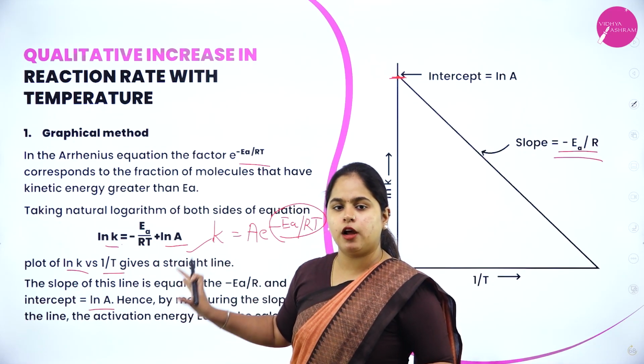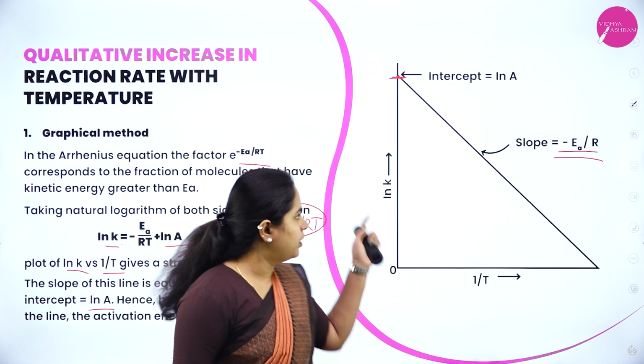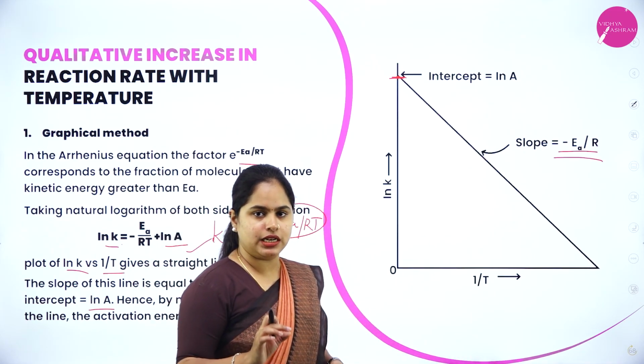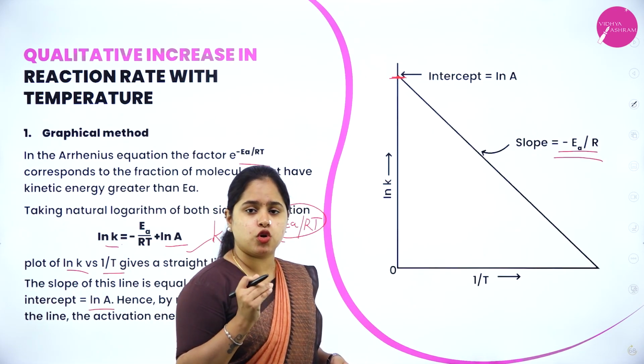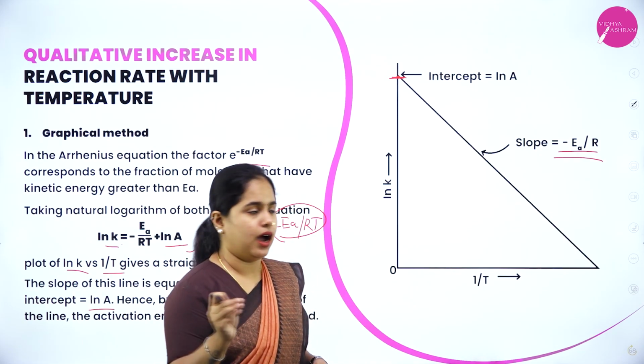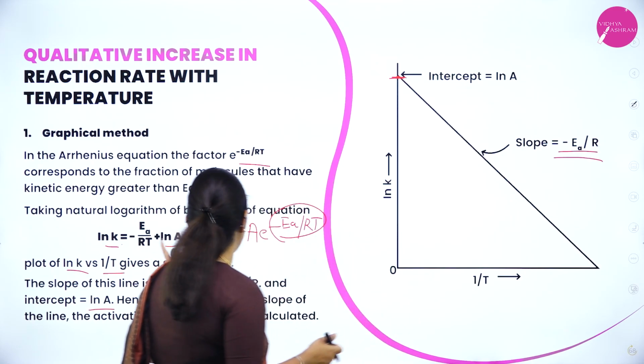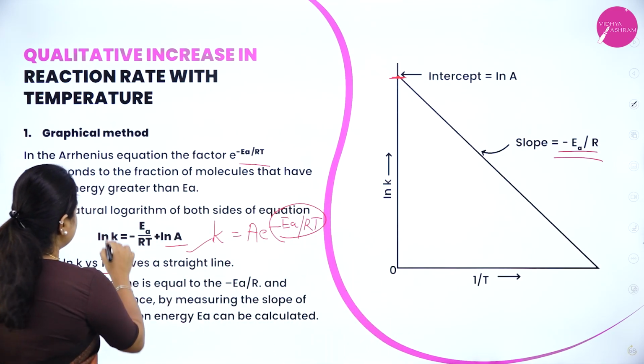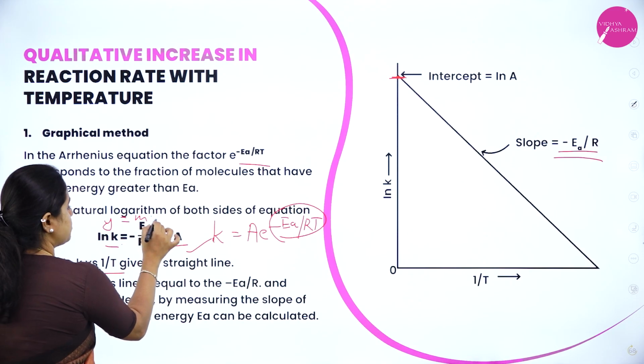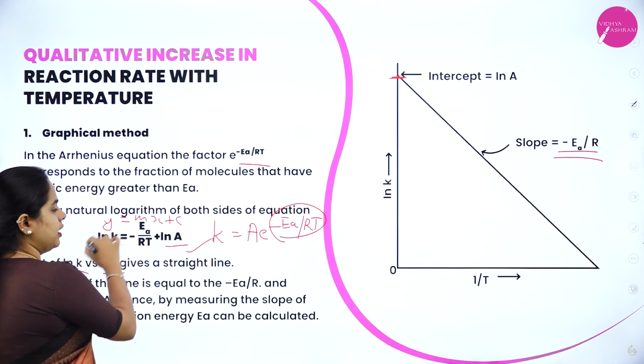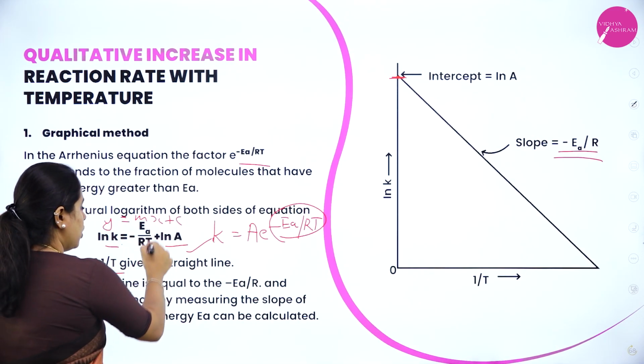Now we are plotting a graph between ln k and 1 by T. We obtain a graph like this, which is a straight line. And from the slope, what is the slope here? Minus Ea by R. So how did we obtain this? Just by seeing this equation and comparing it with y is equal to mx plus c, we can say. So what is y? ln k. What is x here? 1 by T.